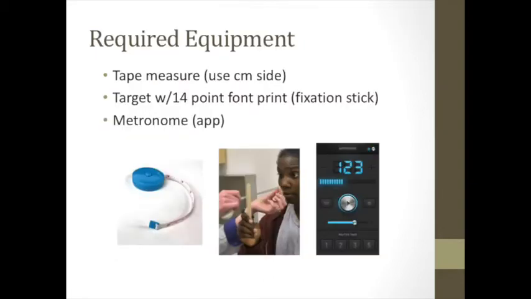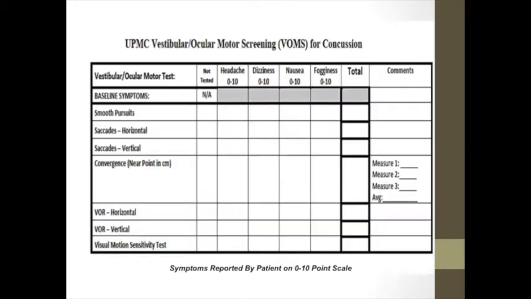To perform the VOMS, you will need a soft tape measure, a metronome or metronome smartphone app, and a fixation stick or discrete target. On the VOMS scorecard, symptoms are found in the columns and the testing domains are in the rows. If a participant cannot perform one of the assessments due to injury constraints, mark the not applicable column and add a brief note in the comments column.